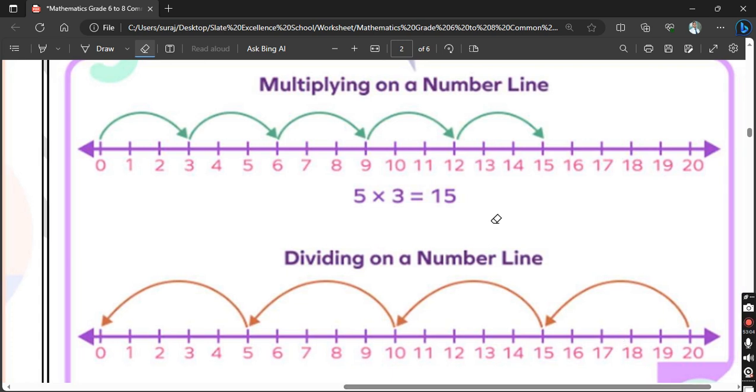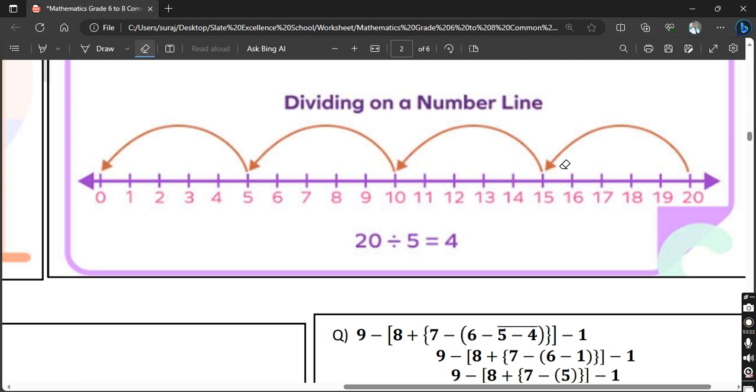Multiplication of the number is given over there: 5 into 3 is multiplied. Multiplication is to be done in one step. How many times? 5 times. And what is the gap? 3, 3. So you should do the same in your examination. Suppose the question comes on multiplication on the number line, and the same for division on the number line.